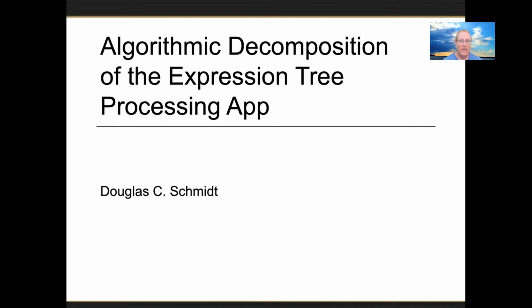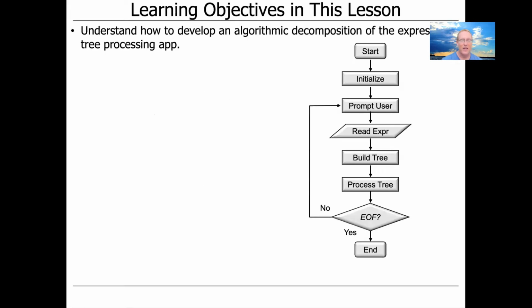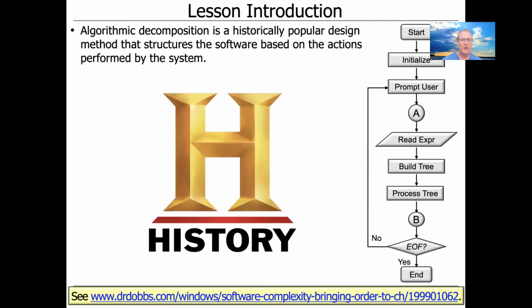Over the past several weeks, we've focused on the pattern-oriented and object-oriented design and implementation of our expression tree processing app case study. However, there are other ways of designing software. So what we're going to do here to give you a different perspective is talk about algorithmic decomposition of our expression tree processing app case study. In the first part of this lesson, we'll talk about how to do algorithmic decomposition of the expression tree processing app, and then we'll talk about the pros and cons of this approach in later parts of the lesson.